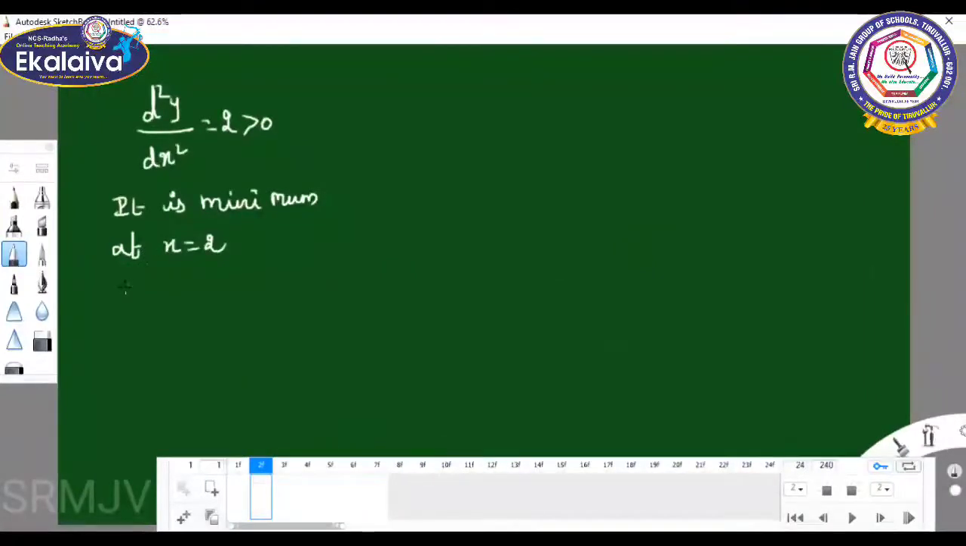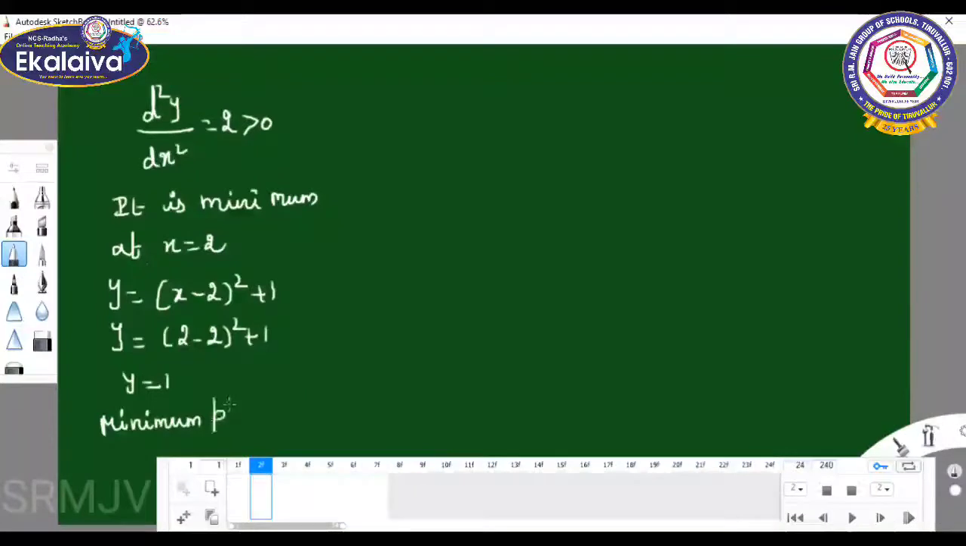You can substitute x equal to 2 in y equal to (x minus 2) whole square plus 1. y equal to (2 minus 2) whole square plus 1, so y equal to 1. So what is the minimum point? The minimum point is 2 comma 1.